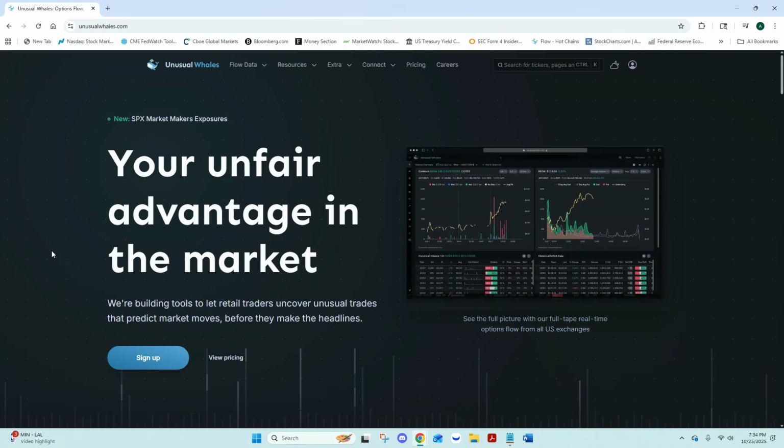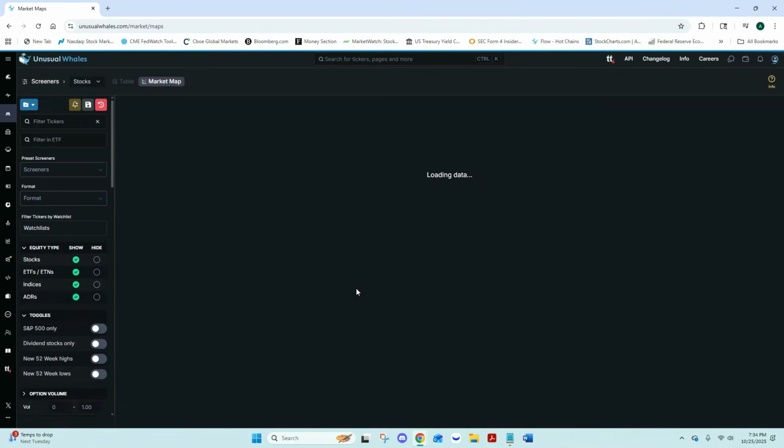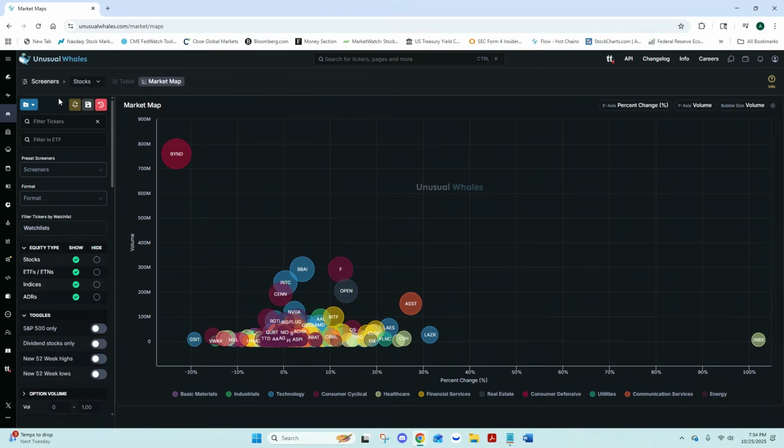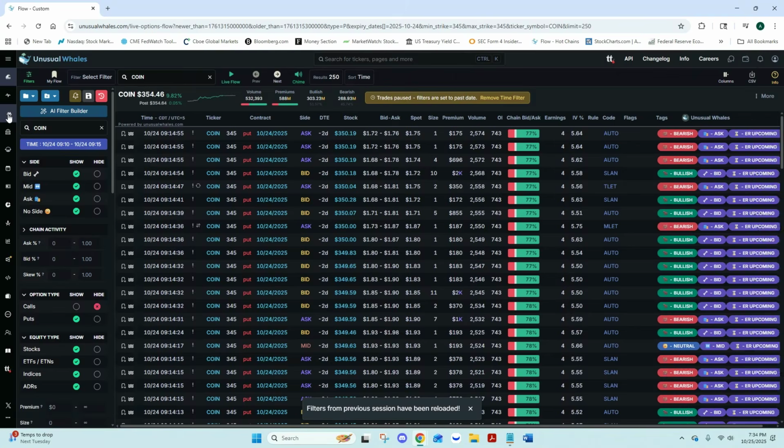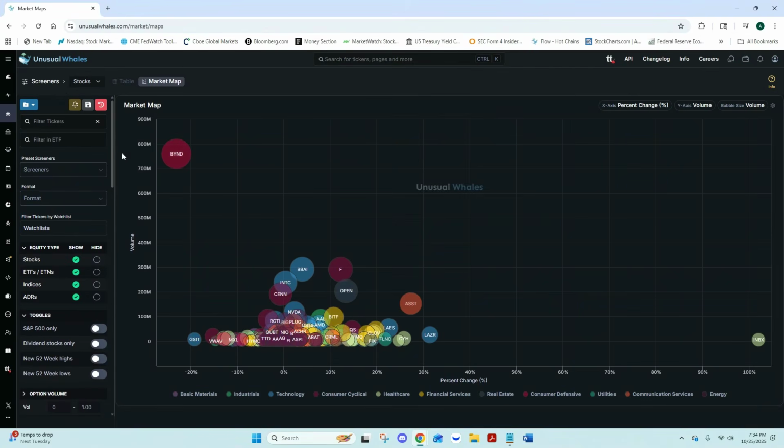So let's get started. To locate the market map, you just come under your flow data, and under your market data column, you're going to find market map. And from the side as well, if you're in the flow feed or something, you just come to the little binoculars, come down to market maps, and it will bring you to this section here.